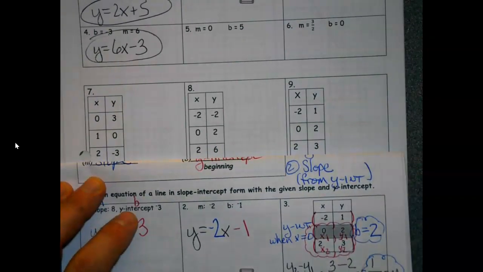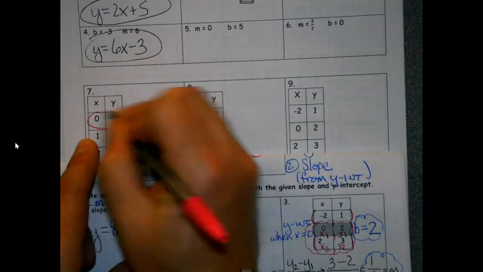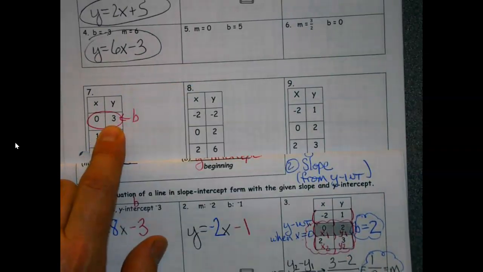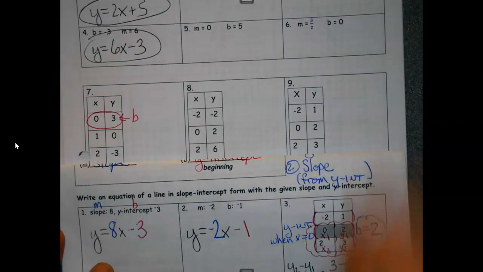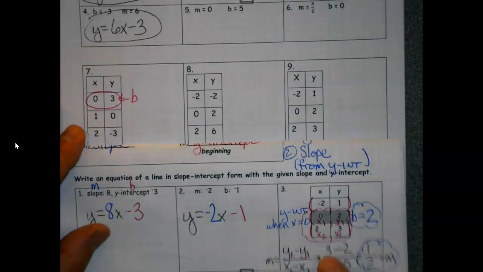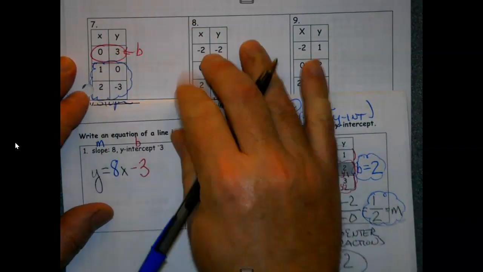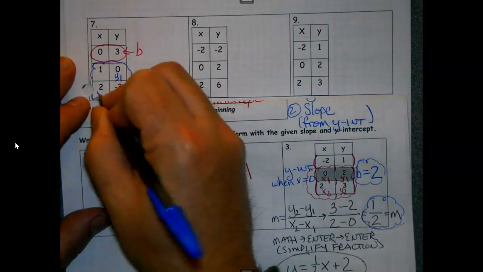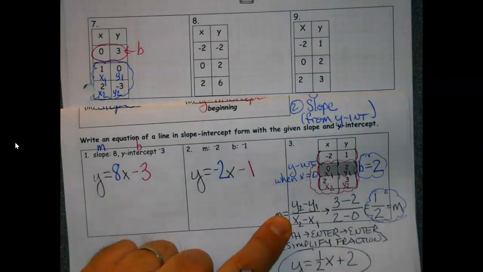Find the one. Remember, when x is 0, that's where your b is. So my b is 3. When it comes for my slope, again, you can pick any 2 values you want to find your slope. So I'm just going to, since I didn't use these 2, I'm going to use these 2 for my slope. So y2, y1, x2, x1. Labeling, great idea. You've got the formula here.